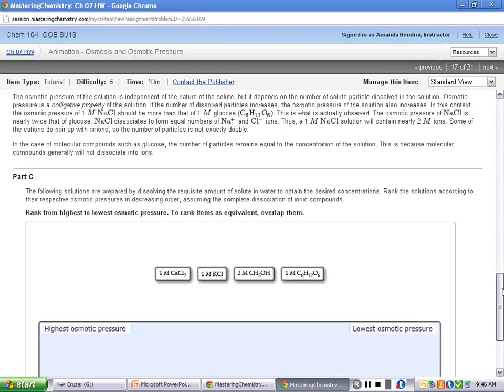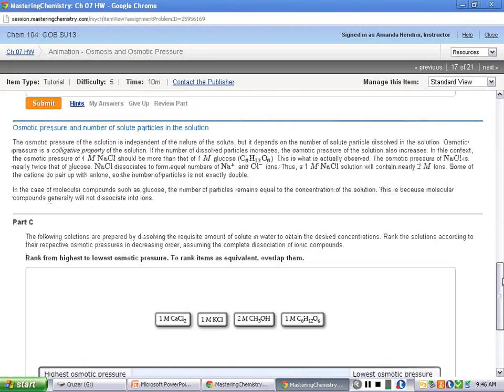To the problem on animation osmosis from Chapter 7. It will benefit you greatly to read this paragraph that's above the problem. Basically, the gist of it is saying that the greater the number of solute particles that dissolve in water, because that is going to be our solvent in this problem, the greater the osmotic pressure. So the more solute particles that can dissolve, the greater the osmotic pressure.